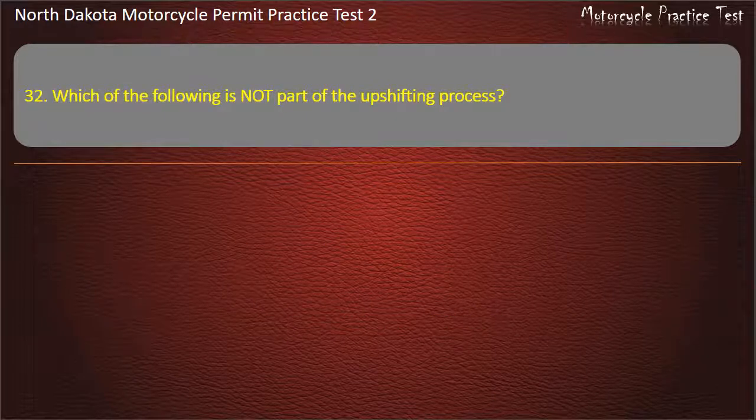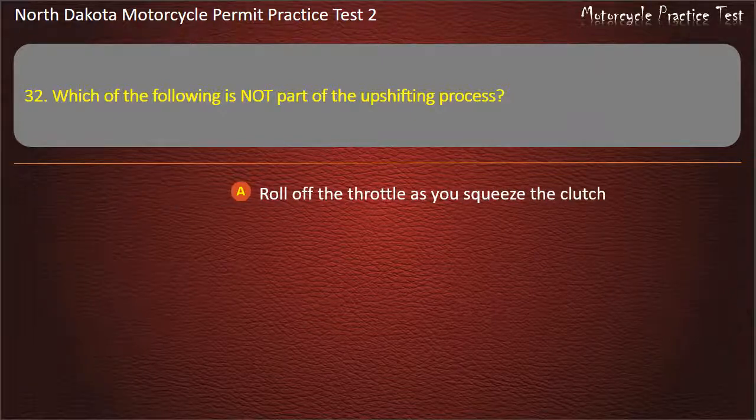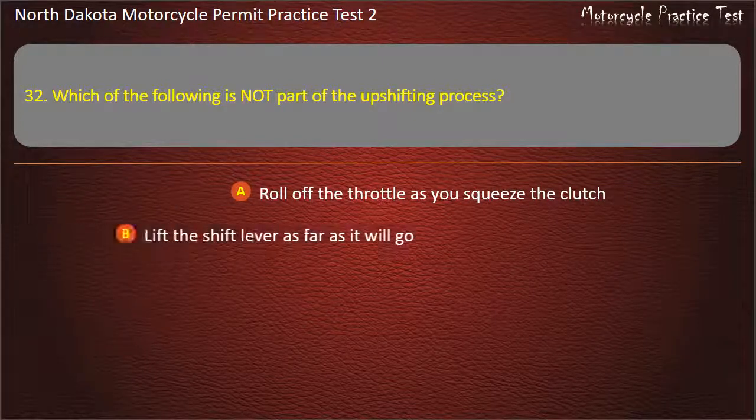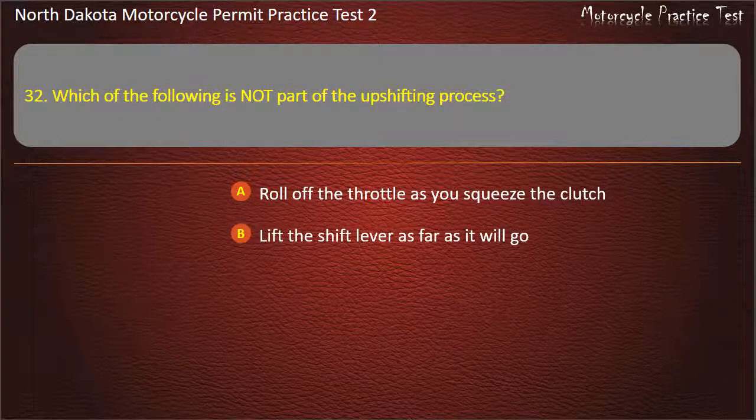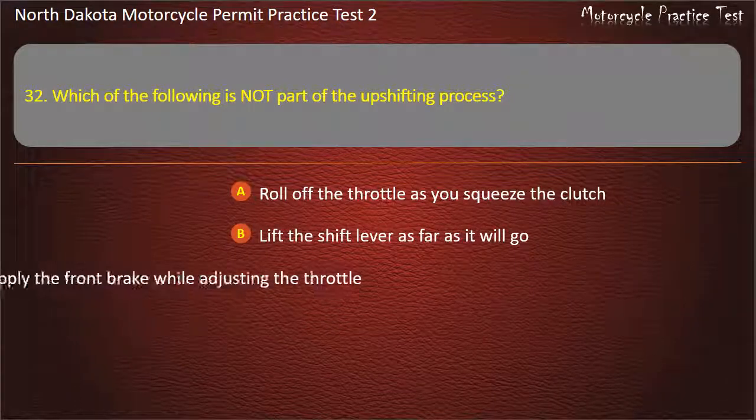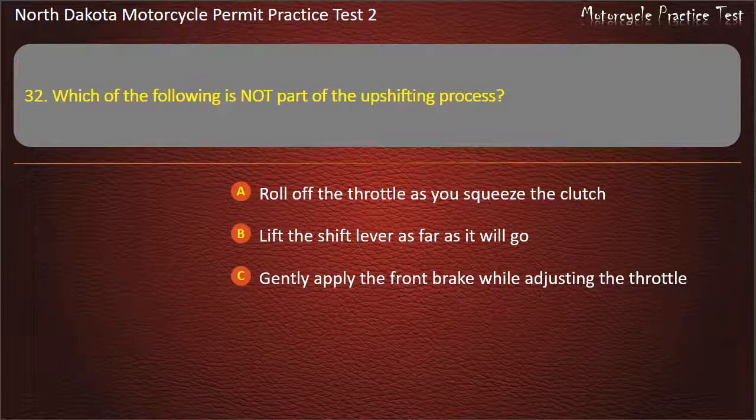Question 32. Which of the following is not part of the upshifting process? Roll off the throttle as you squeeze the clutch. Lift the shift lever as far as it will go. Gently apply the front brake while adjusting the throttle. Ease out of the clutch and adjust the throttle. Answer: gently apply the front brake while adjusting the throttle.